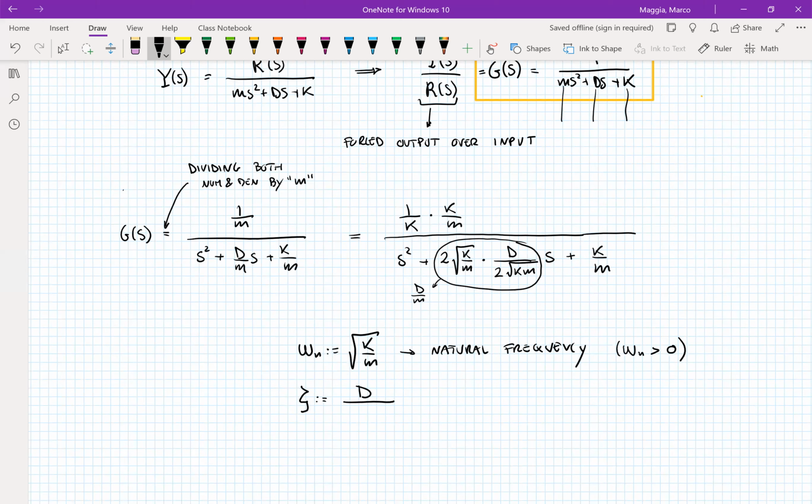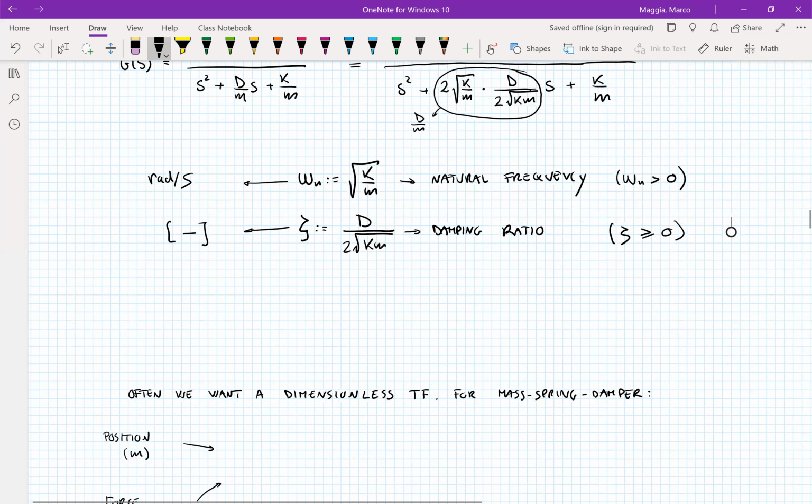So it's colon equal, d over 2 times square root of k times m. And we're going to call this the damping ratio, not the damping coefficient, but the damping ratio. And this ratio is always greater or equal to 0. Natural frequency is measured in radians per second, and the damping ratio has no units. It's just dimensionless.